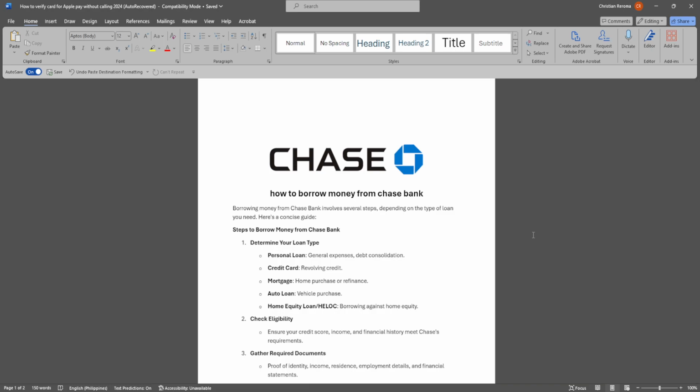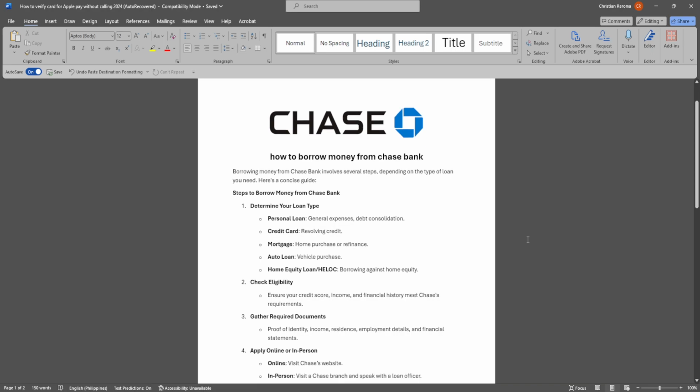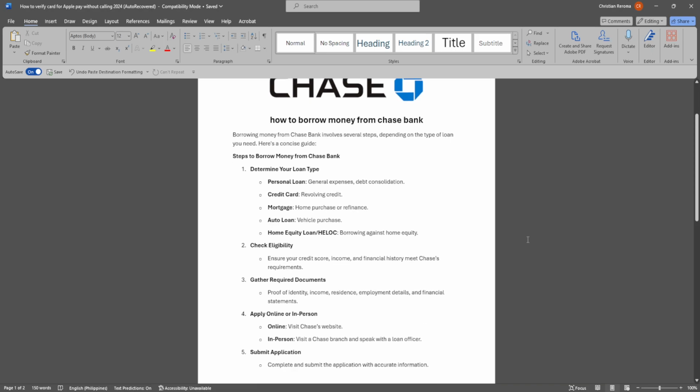Borrowing money from Chase Bank involves several steps depending on the type of loan you need. So first, you want to determine your loan type. It might be a personal loan, credit card, mortgage, auto loan, or home equity loan. Then check your eligibility, so ensure your credit score, income, and financial history meet Chase's requirements.